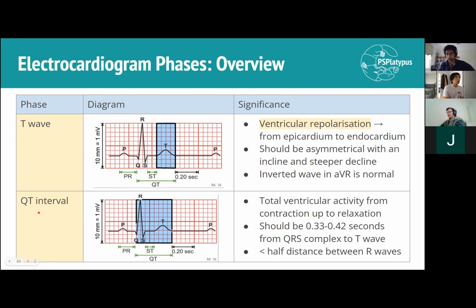QT interval, again, not too important. We think about the QRS complex being ventricular depolarization, the T wave being repolarization. So it is just a combination of everything happening in the ventricles in that one cardiac cycle. So total ventricular activity should be around 0.33 to 0.42 seconds. Generally, you don't want to measure this. You can just say half the distance or less than half the distance between consecutive R waves.